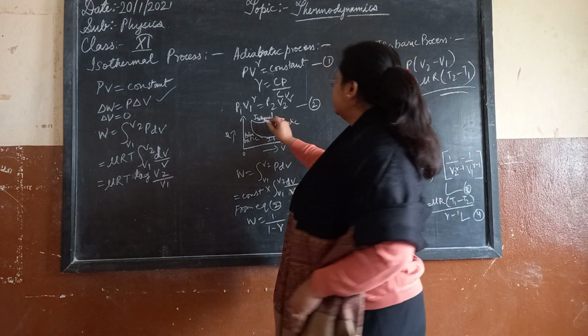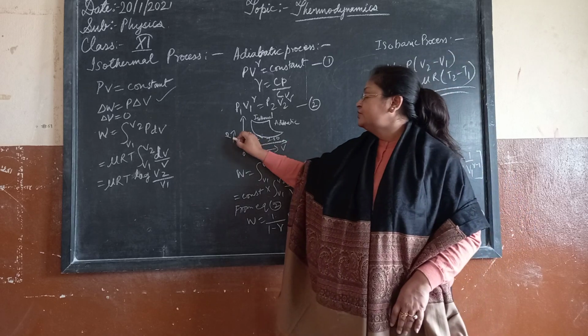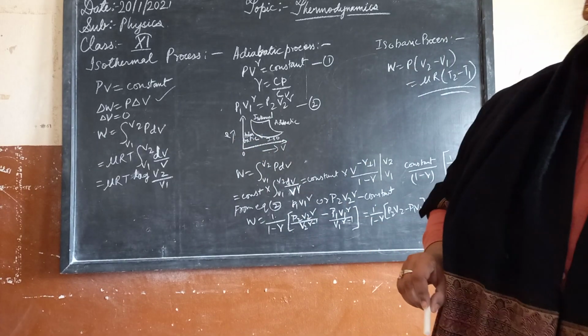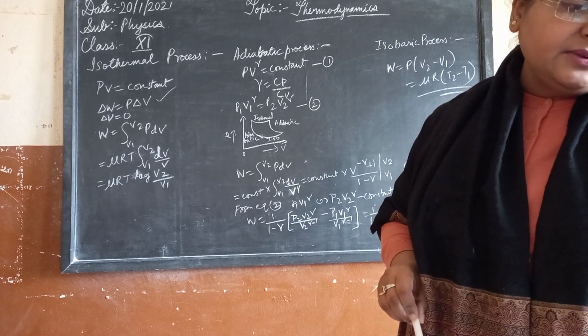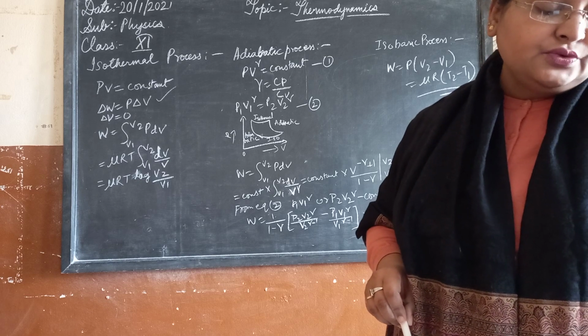So isothermal, then adiabatic, isothermal, and then adiabatic. This is the V axis and this is the P axis. Pressure and volume are plotted in these two graphs we have drawn. So we calculate the work done in the adiabatic change of an ideal gas from the state P1 V1 T1 to the state P2 V2 T2.